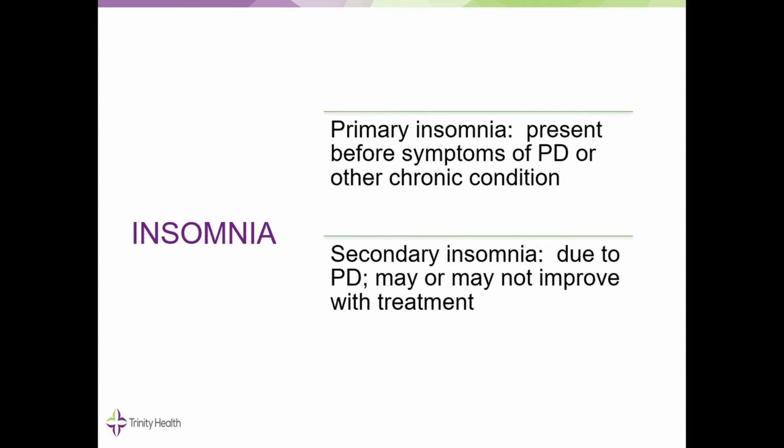So let's talk about insomnia briefly. We break insomnia down into primary insomnia versus a secondary insomnia. Primary insomnia means that you haven't been able to sleep even before a diagnosis of something like Parkinson's disease or a different chronic condition. Secondary insomnia is probably related to a diagnosis of a chronic condition, specifically like Parkinson's disease.